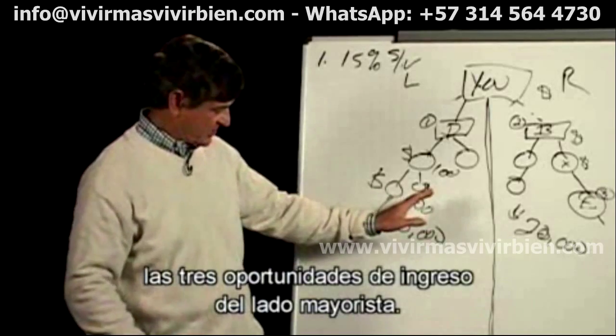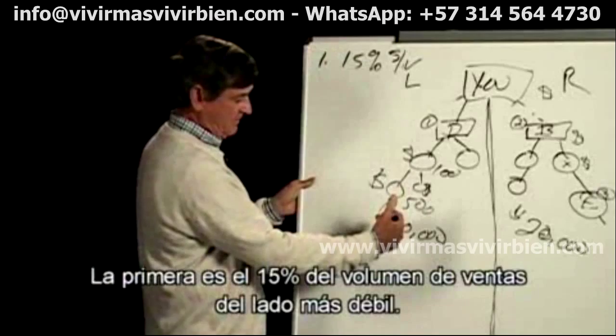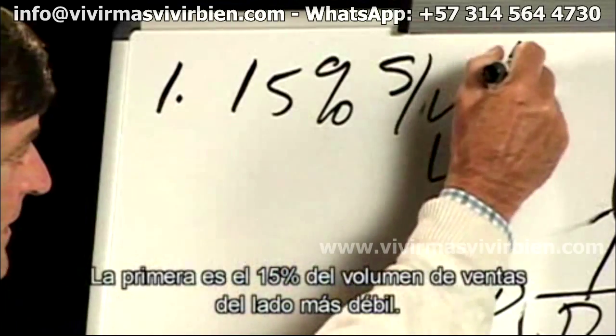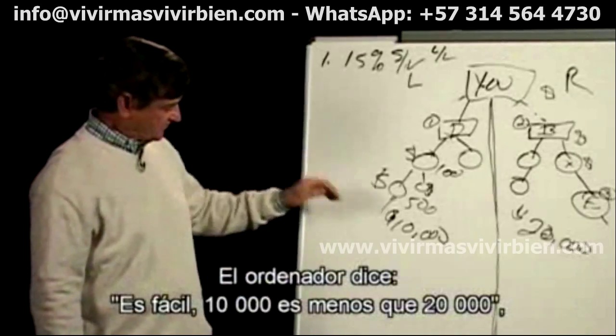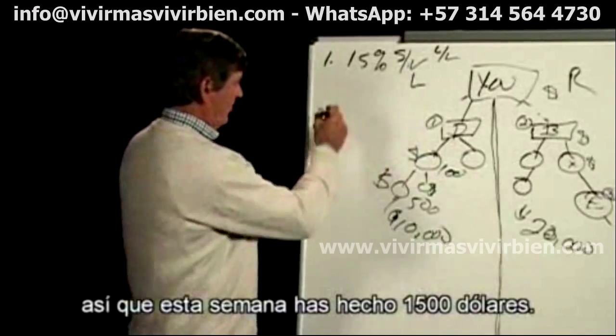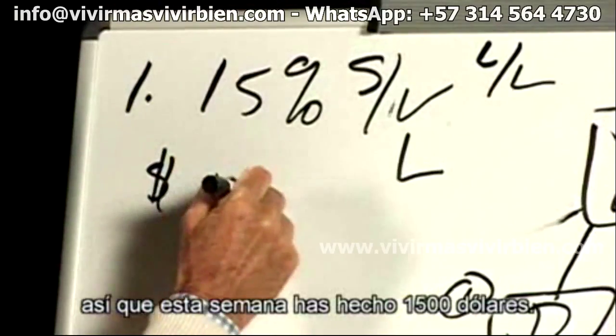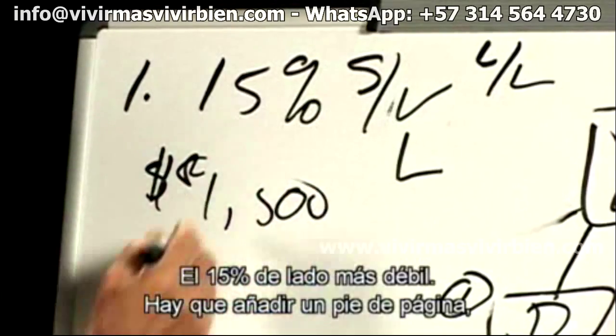income opportunities on the wholesale side. So the first one is 15% of all of the sales volume of the lesser leg. Okay, so the computer says, well, that's pretty simple. 10,000 is less than 20, so you made, for the week, you made $1,500. Okay, 15% of the lesser leg.